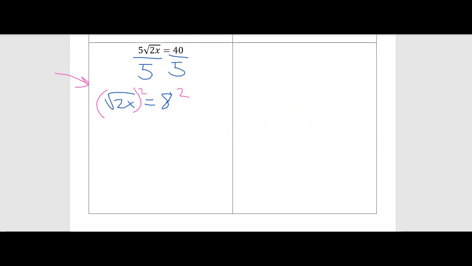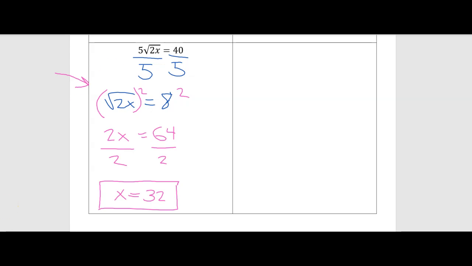That is going to give me 2x is equal to 8 squared, which is 64. And my final step is just to divide both sides by 2, and I get x is equal to 32. So you're not going to see a ton of complicated equations with radicals in them in geometry, but you do need to know what the inverse operation of square rooting something is. In this case, or in all cases rather, it's squaring the square root.